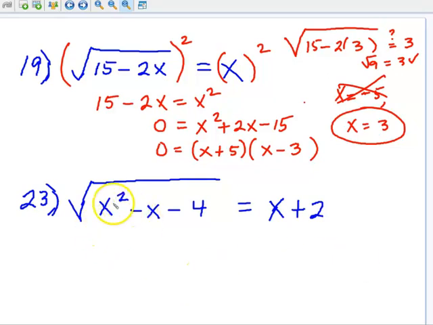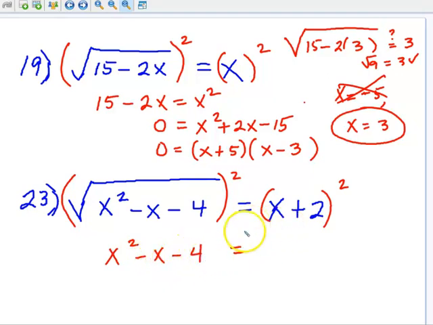Number 23, again, we're going to square both sides to get rid of the radical. And you want to be careful on the right side. On the right side, we have this situation that is, in my experience, one of the most commonly made mistakes in algebra. And that is taking a binomial like this and squaring it and getting x squared plus 4. And this is so bad, okay? You need to resist the temptation. We've talked about this a lot in Algebra 2.